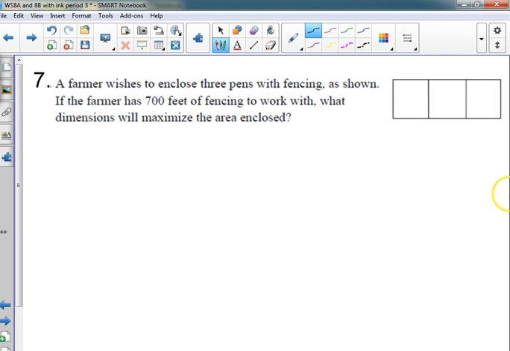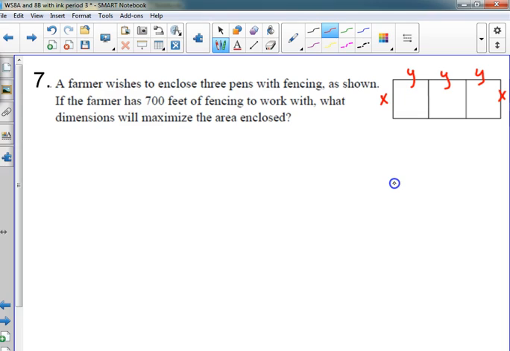A farmer wishes to enclose 3 pens with fencing as shown. If the farmer has 700 feet of fence to work with, what dimensions will maximize the area enclosed? All right. So when he goes all the way around this mess, he's going to have 700 feet of fence. I don't know if these are supposed to be squares. I'm going to call this X and this Y. And this Y, and this Y, and this X.